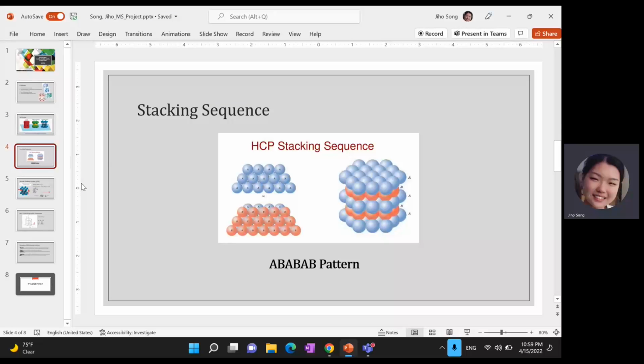The stacking sequence of HCP is easy to see. It starts with the first layer A and then layer B. The third layer is a repeat of the first layer, and the fourth layer is the second layer repeated, and so on and so on. So it has an AB, AB, AB pattern.